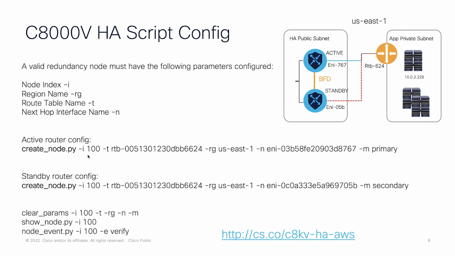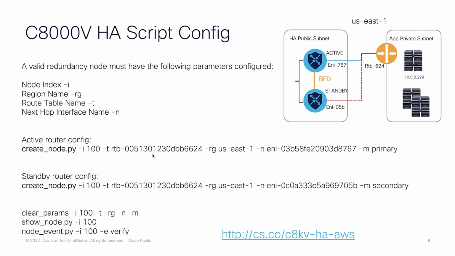Here I'm using node index 100 for both the active and standby router. And then the -t, we're going to go ahead and pass in the route table that we want to change. So whenever the HA script is executed, it's going to make a change to route table 624. And here I have the route table that ends in 624.